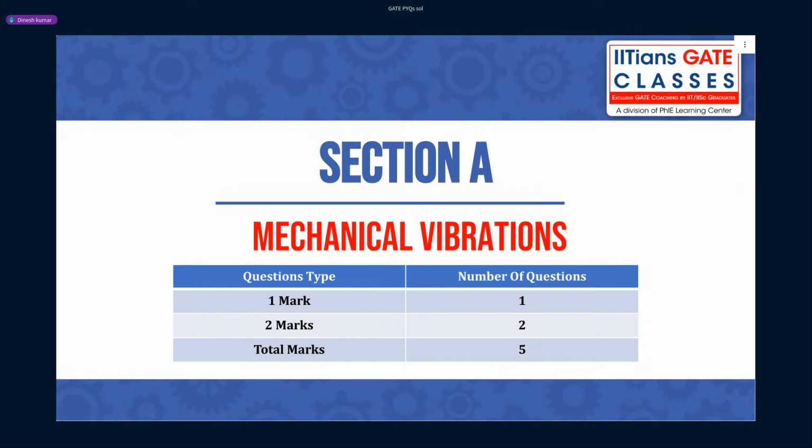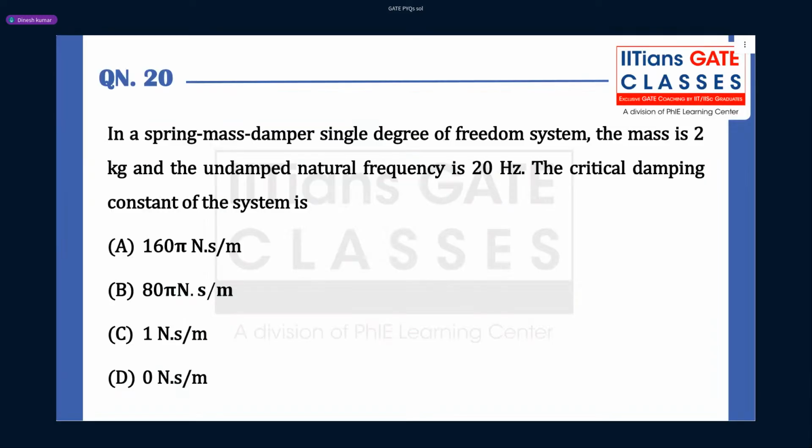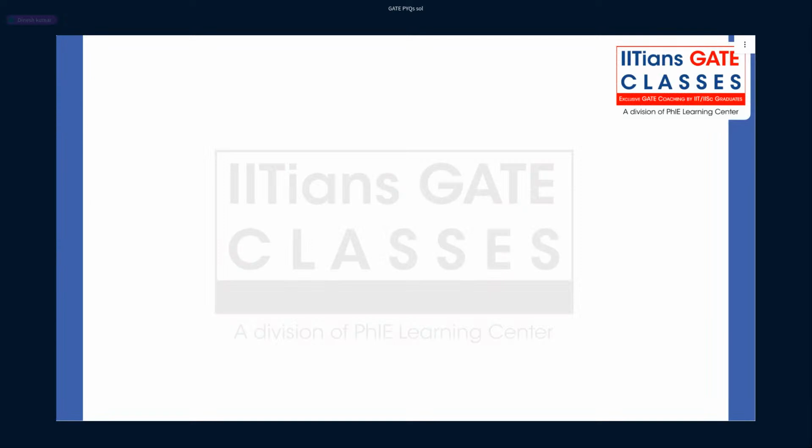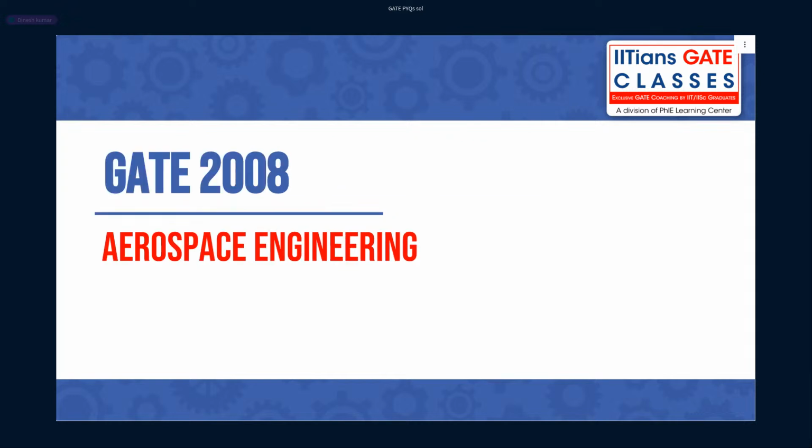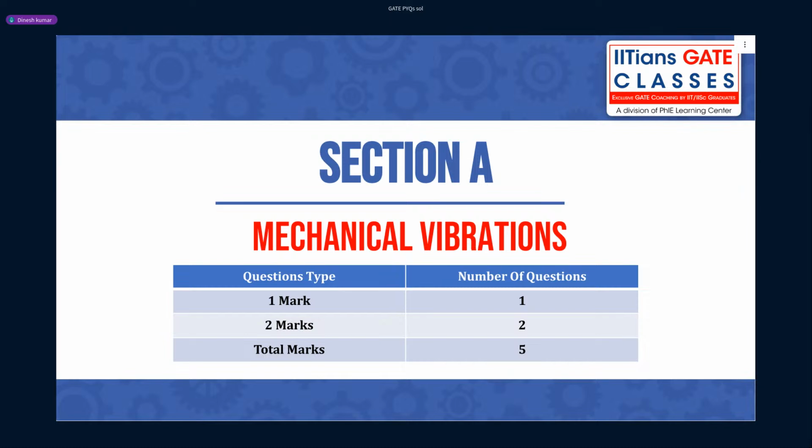Now quickly we will see the questions from 2008. So GATE 2008, Aerospace Engineering, Mechanical Vibration part. Let's see how many questions. So total 3 questions, and those 3 questions are asked for 5 marks. So two marks question and one mark question. Clear, guys?